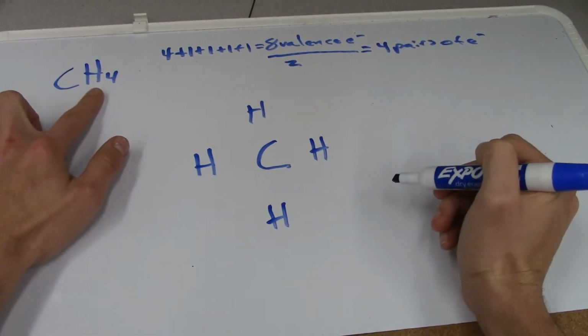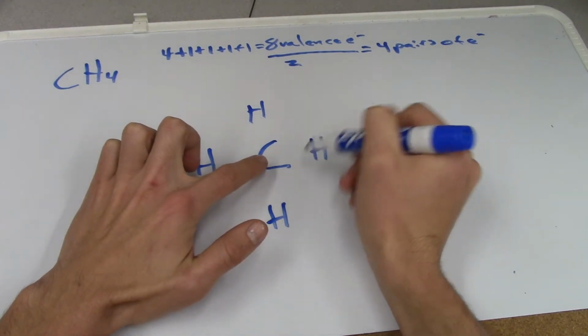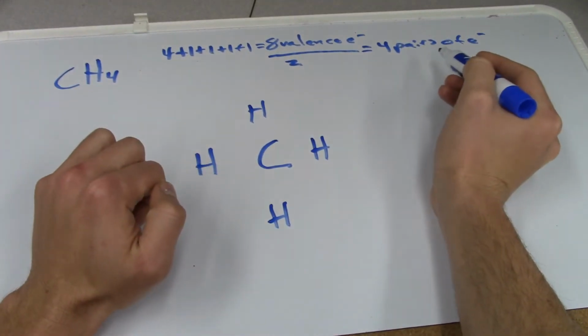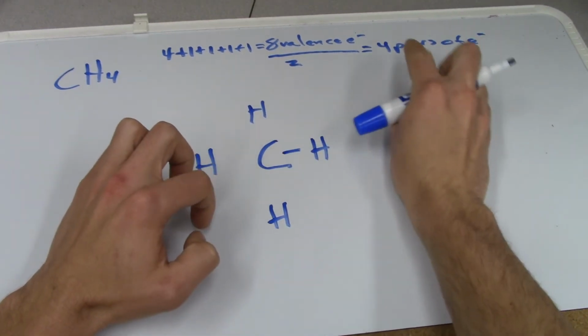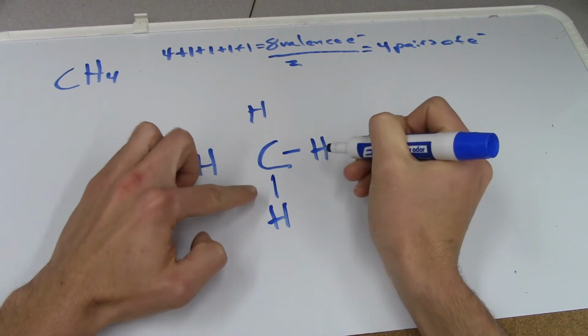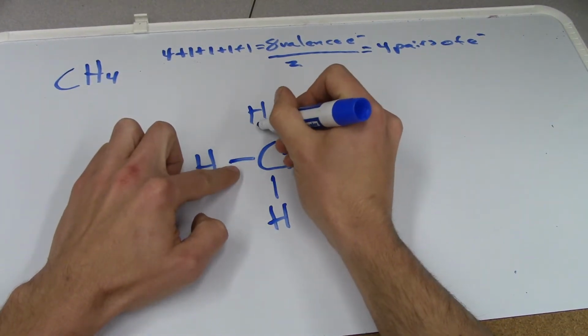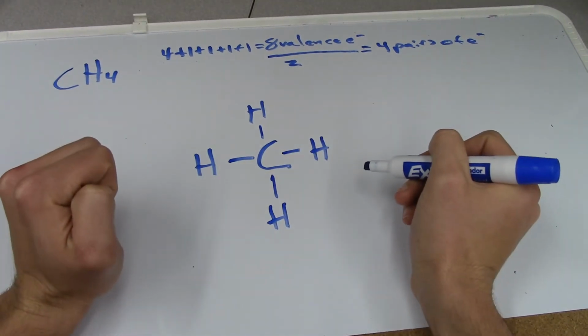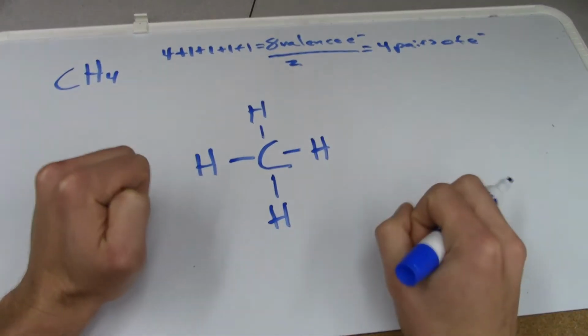Then the next thing I'm going to do is connect my central atom to the exterior atoms. And remember, I have 4 pairs of electrons, so I'm going to use 1 here. So I have 3 pairs of electrons left. Now I only have 2 pairs of electrons left. Now I only have 1 pair of electrons left. Now I don't have any more electrons left.